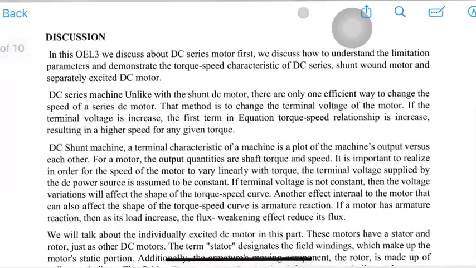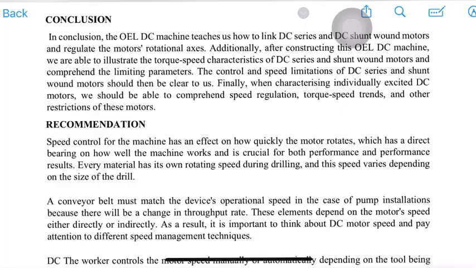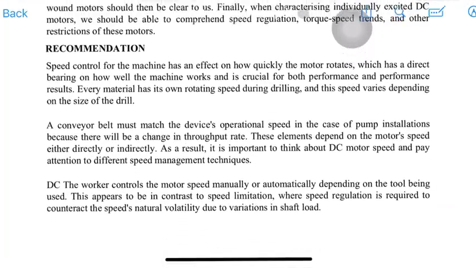For the discussion in this OEL3, we discuss the limitations of the series motor. First, we discuss how to understand the limitation parameters and demonstrate the torque-speed characteristics of the DC series, shunt wound motor, and separately excited DC motor, and so on. After that, for the conclusion, the OEL DC machine teaches us how to link the DC series and shunt wound motor and regulate the motor rotation axis. Okay, that's all from me. Thank you.